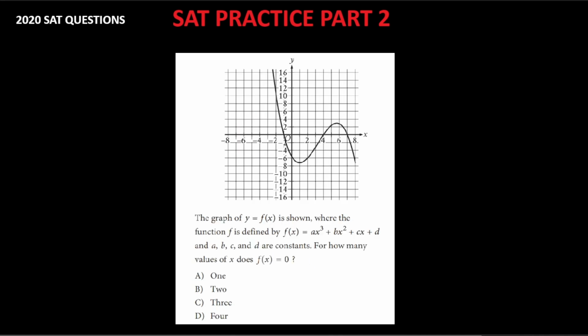The graph of y equals f of x is shown, where the function is defined by f of x equals ax cubed plus bx squared plus cx plus d, and a, b, c, and d are constants. For how many values of x does f of x equal 0? Well, they're asking for the zeros of the function, where y is 0. There are 3 places where y is 0 along the x-axis, approximately minus 1, 4, and 7. So the answer is C, 3.